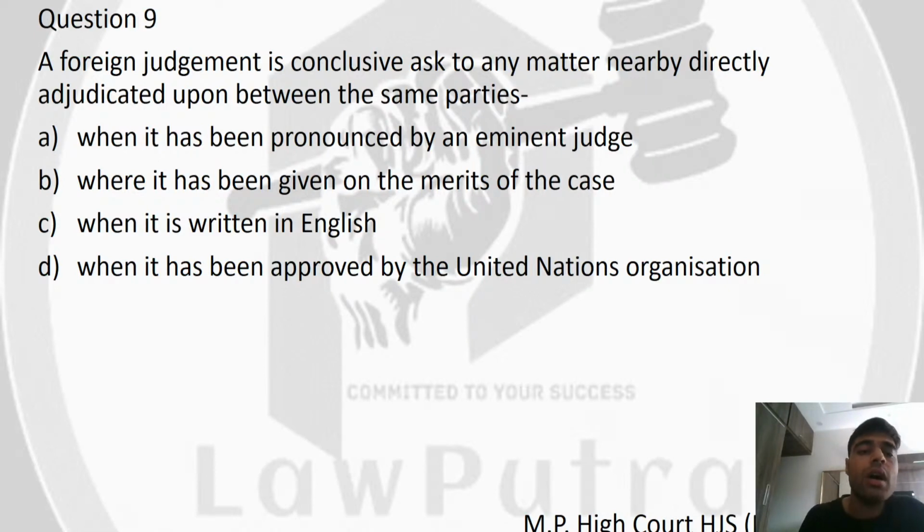Next question. A foreign judgment is conclusive as to any matter thereby directly adjudicated upon between the same parties when it has been pronounced by an eminent judge, where it has been given on the merits of the case, when it is written in English, when it has been approved by a United Nations organization. So it asks when a foreign judgment is conclusive in India between two parties.